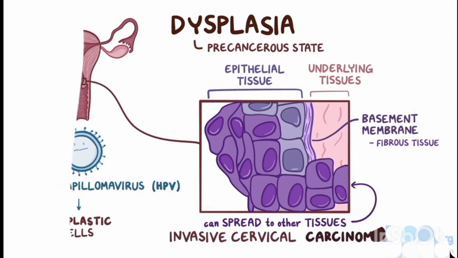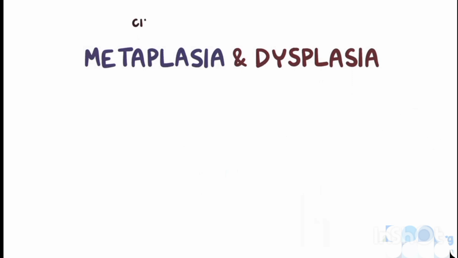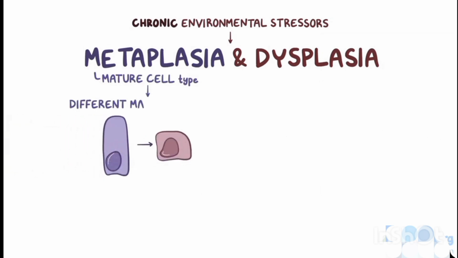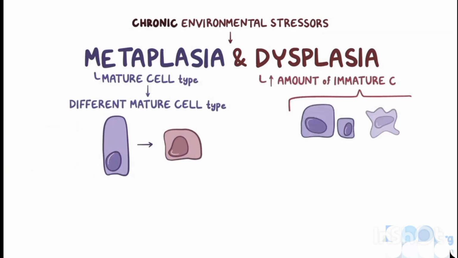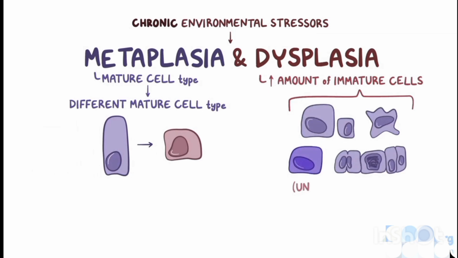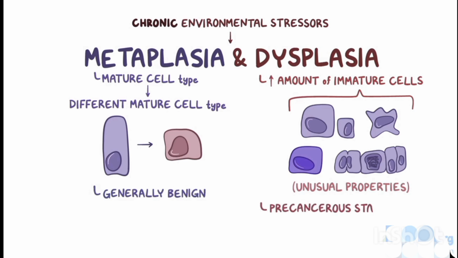Alright, as a quick recap. Metaplasia and dysplasia typically result from chronic environmental stressors. Metaplasia is the replacement of one mature type of cells into another mature type of cells, while dysplasia is an increased amount of immature cell types which may sometimes show unusual properties as well. Metaplasia is generally benign, while dysplasia is considered a precancerous state that can develop into carcinoma.